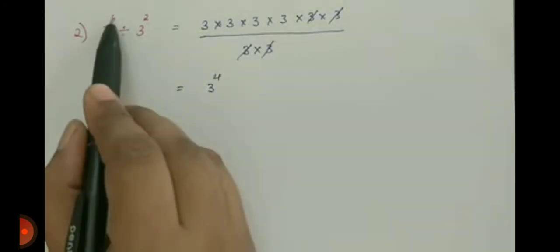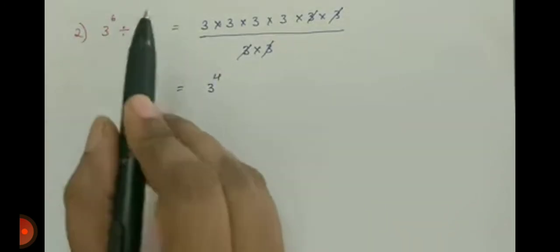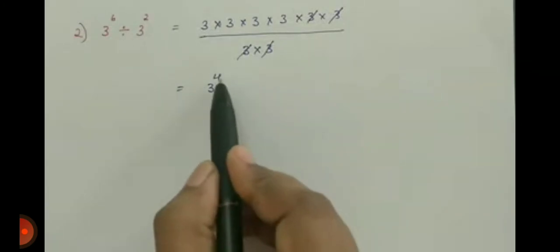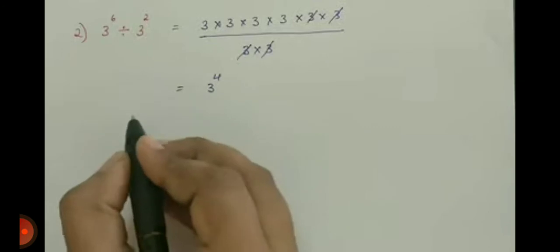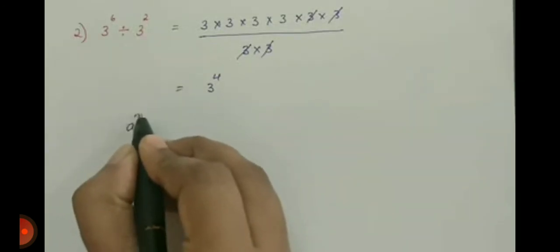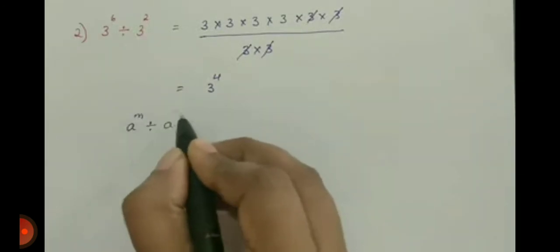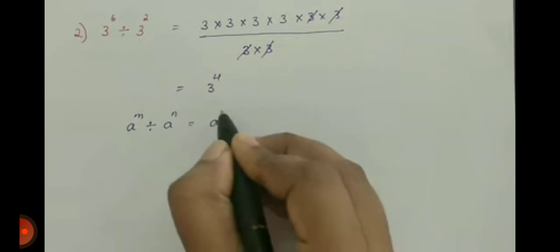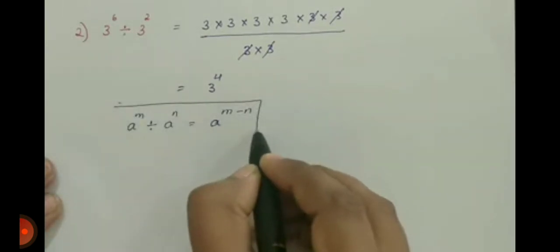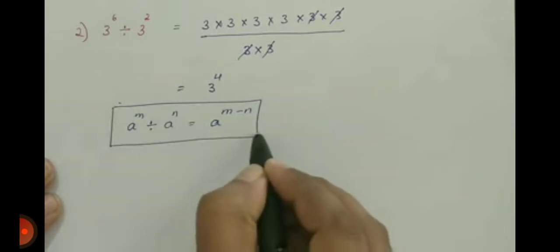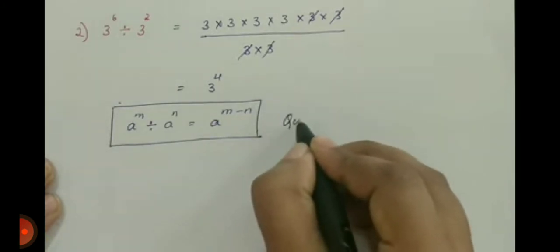Therefore, 3 to the power of 6 divided by 3 to the power of 2 is equal to 3 to the power of 4. 6 minus 2 is equal to 4. In general, we can write it as a to the power of m divided by a to the power of n equals a to the power of m minus n. It is called the quotient rule.